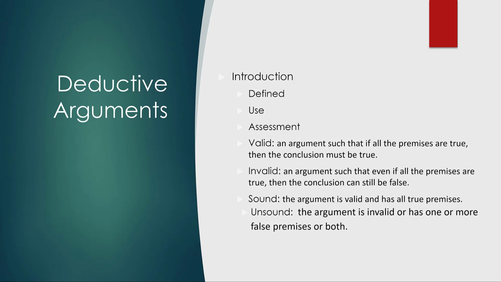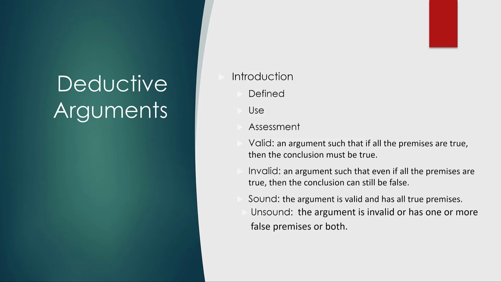Invalid arguments are ones with broken or bad logic. It's an argument such that even if all the premises are true, the conclusion could be false. Now, people also get thrown off by this because they often think, oh, invalid, that just means false. But though it may seem weird, you can have an invalid argument in which everything is true.